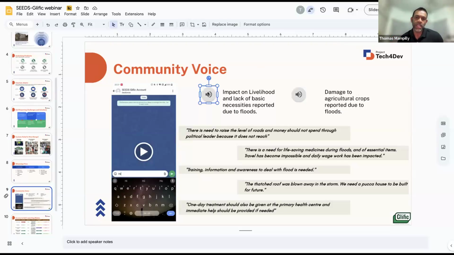You can see information like, the road levels are not high enough. We need these raised because we can't get to work.